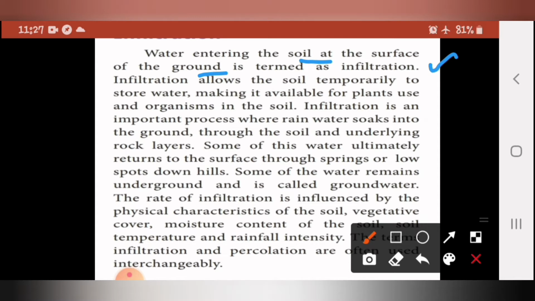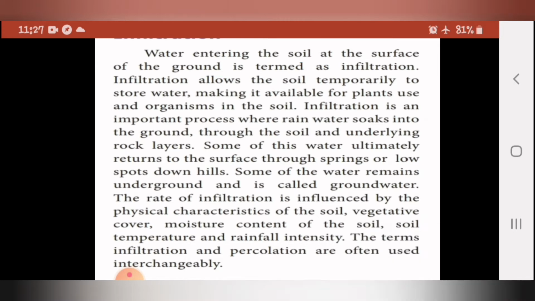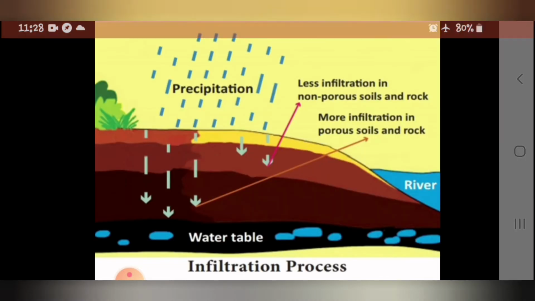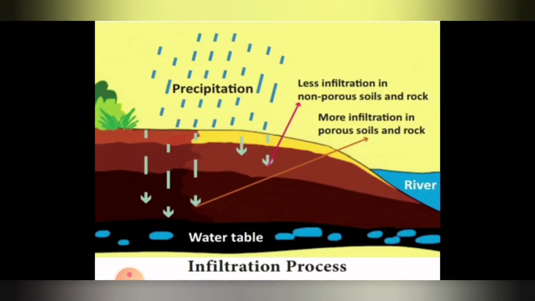The rate of infiltration is influenced by the physical characteristics of the soil, vegetative cover, moisture content of the soil, soil temperature and rainfall intensity. The terms infiltration and percolation are often used interchangeably. So, this is the infiltration process.